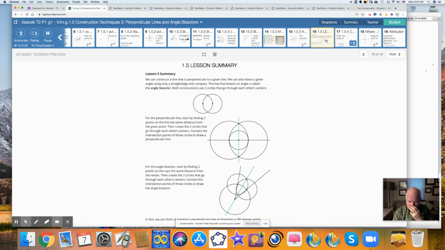Here's the lesson summary. This tells you about the point on a line. We're constructing perpendicular. Notice we had to have 2 extra points. From this angle bisector, from this vertex, we had to have 2 points that are the same distance from this vertex, just like we had to have 2 points that are the same distance from this point that we wanted to go through.